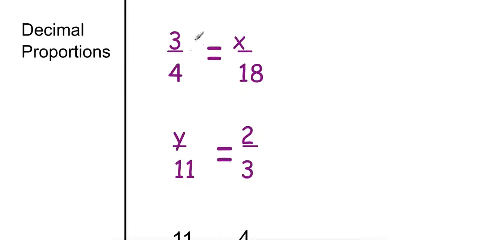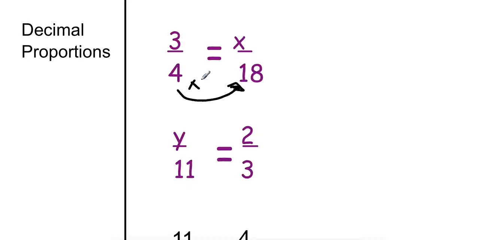So now let's look at these that do not go in nicely. 3 to 4 is the same as x over 18. 4 to 18. 4 does not go into 18, so we look to simplify. This is already simplified. So now we have to ask ourselves, well, 4 to 18, it's going from a smaller number to a bigger number, so I know I'm going to multiply.